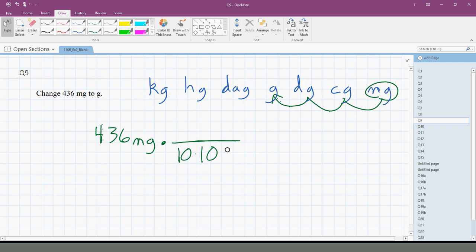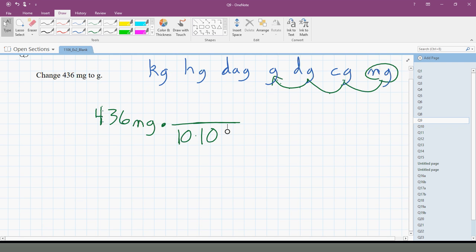So we're moving to the left 10 times, which means it is division. Okay. Totally lost track of what I was doing. Oh yeah. Grams is on top. Milligrams is on bottom. 0.436.